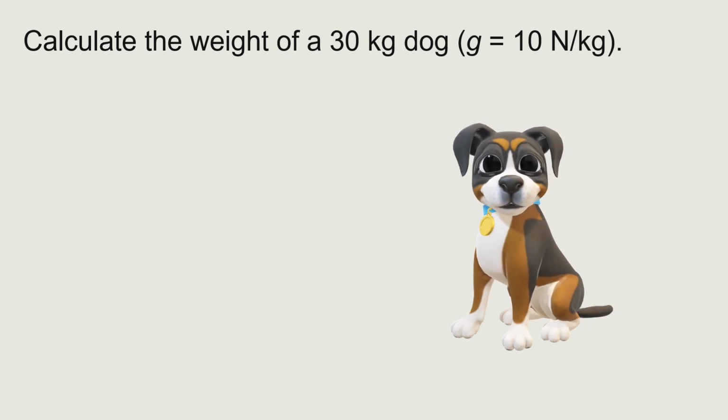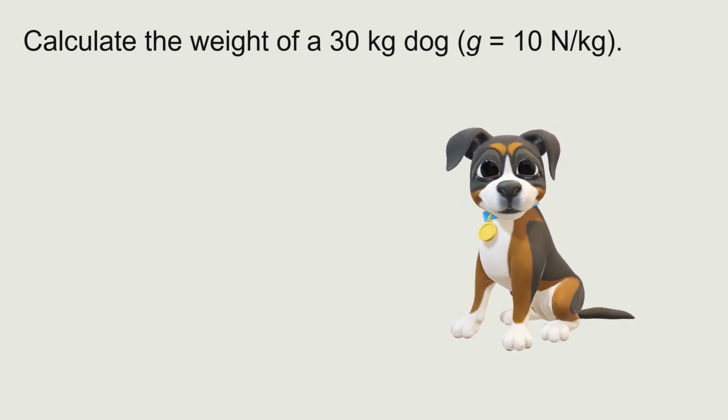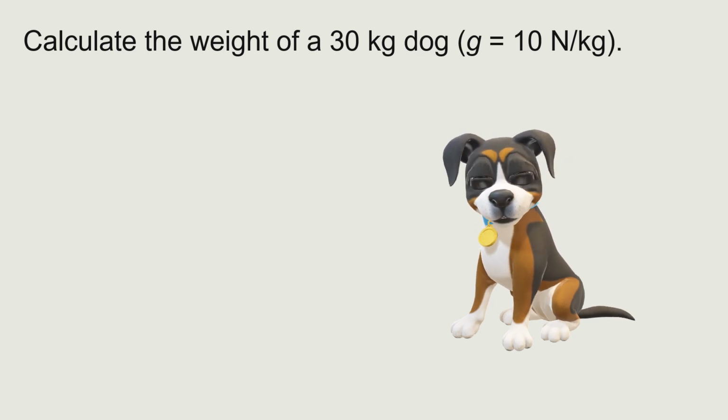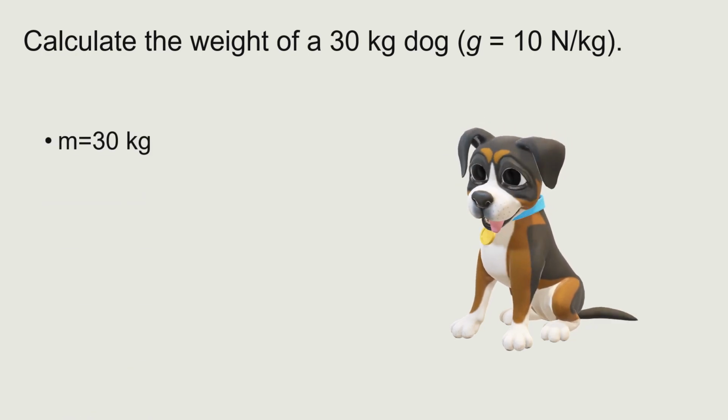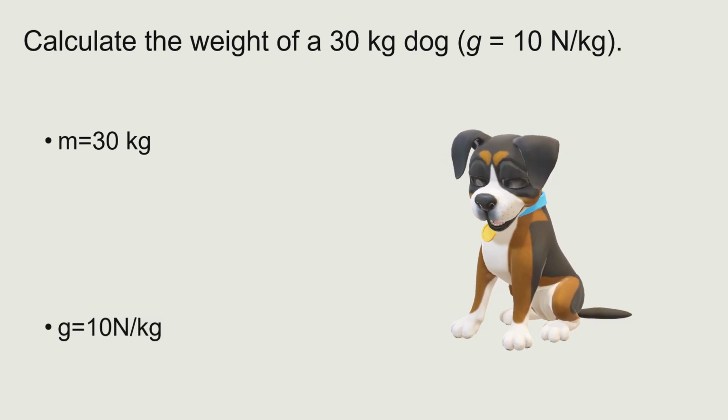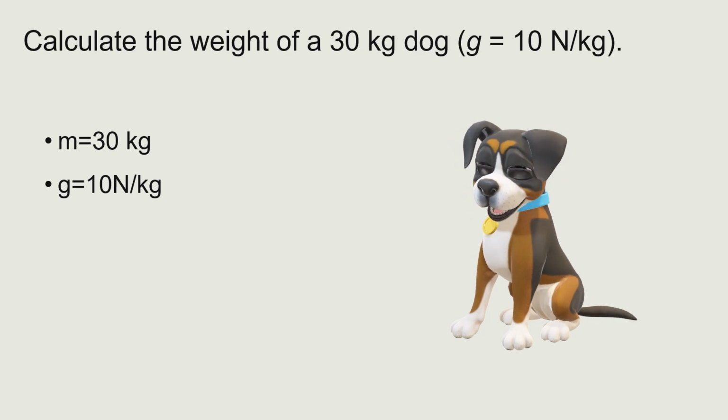Then, for example, next question. Calculate the weight of a 30 kilogram dog. So one more time. First step, take out the data you have. You have a 30 kilogram dog. You know that kilogram is a measuring unit for mass. So 30 kilograms is actually mass. The symbol for mass is small letter m. So we are writing small m equals 30 kilograms. The next thing that you have is that small g is equal to 10 newtons per kilogram. So you write it down. g equals 10 newtons per kilogram.